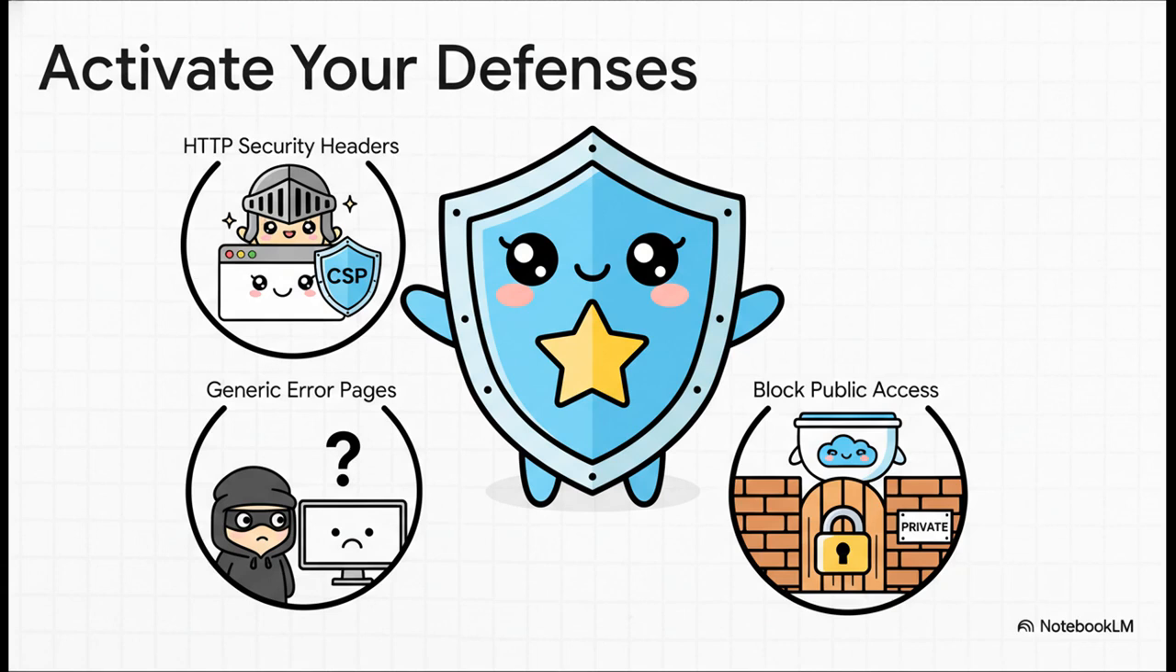And finally, step 3 is about actively flipping on your defenses. This means configuring things the right way. Implement HTTP security headers to tell browsers how to interact securely with your site. Make sure your error messages are generic. They should never leak internal details about your stack. And when it comes to cloud storage, make the secure choice the default choice. Block all public access unless you have a very specific, intentional reason not to.